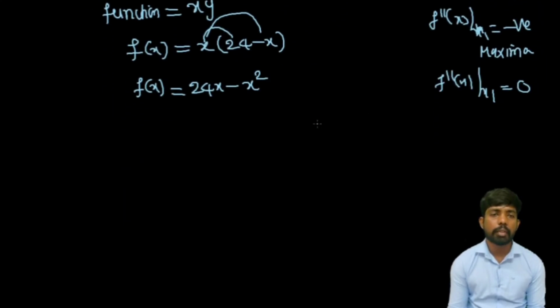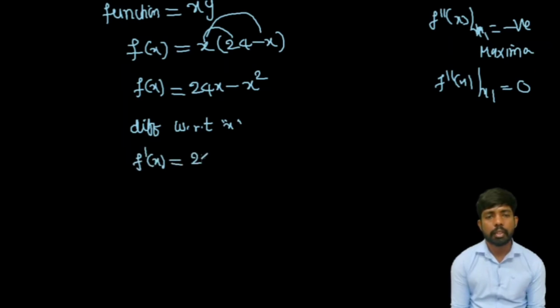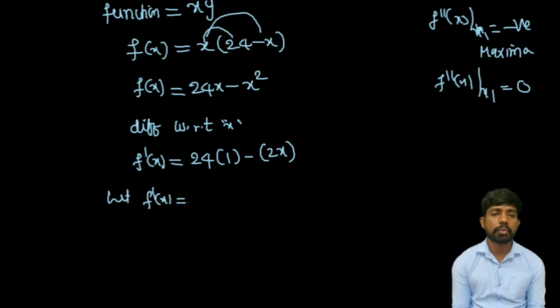Now differentiate with respect to x. So f dash of x equals 24 into 1 minus 2x, since the differentiation of x square is 2x. Now let f dash of x equal 0 to find the critical points.